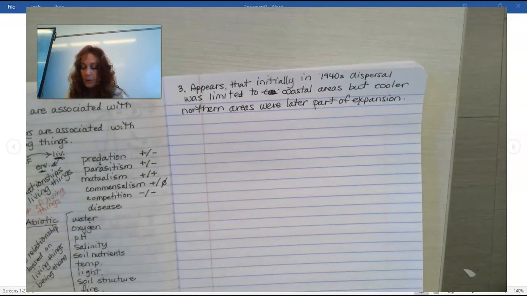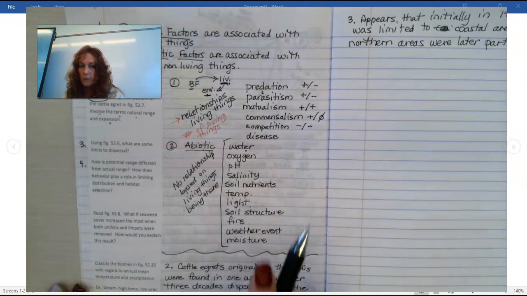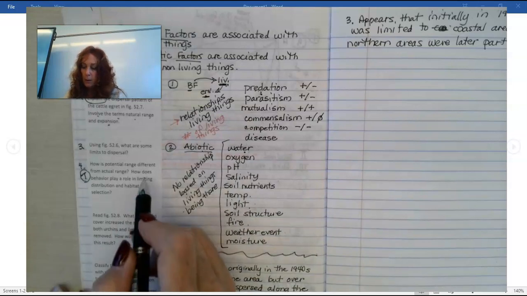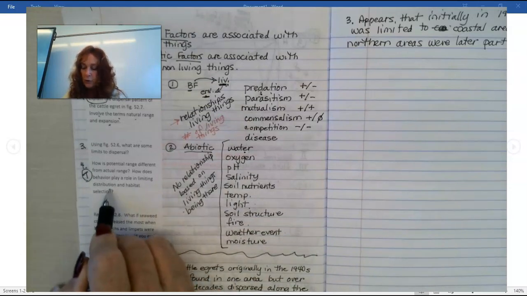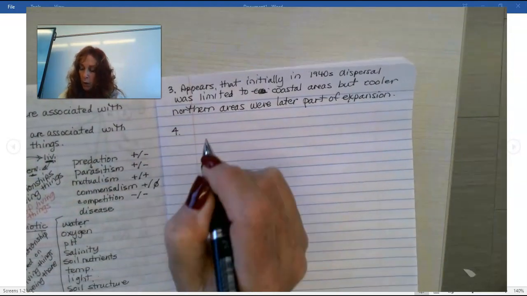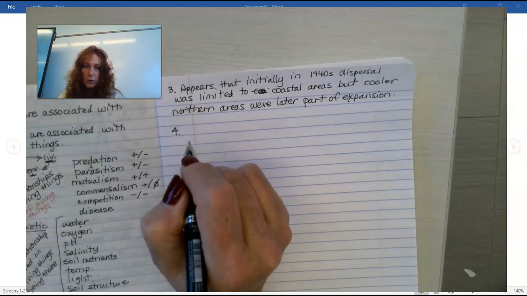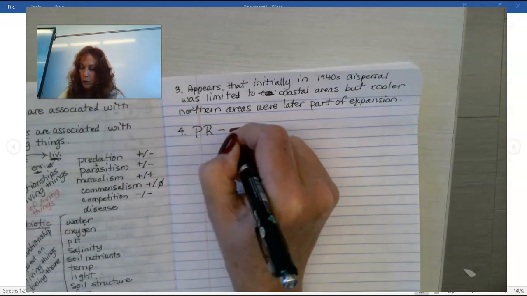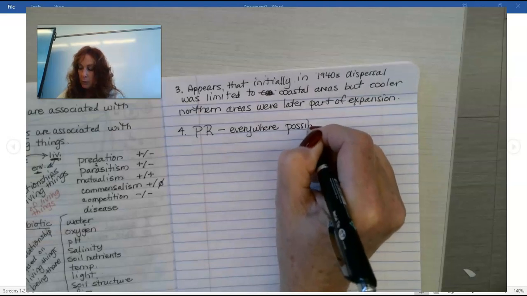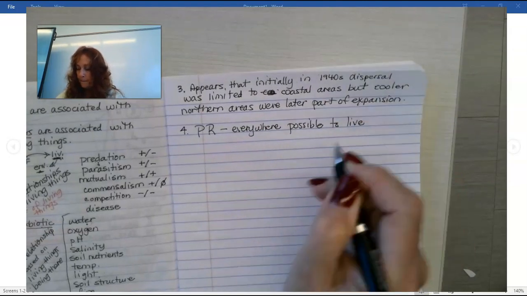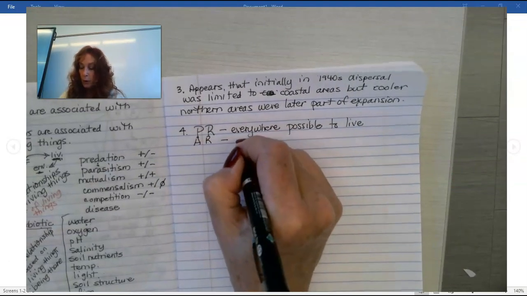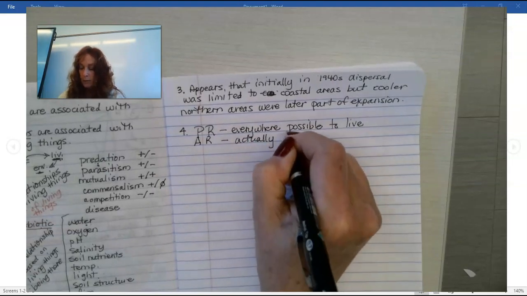So how is potential range different from actual range? This has been on a test before. It's really big deal. So how does behavior play a role in limiting distribution and habitat selection? So think about that. So potential range is everywhere you could live. So potential range, everywhere that it's possible to live. Okay? Actual range is where you are actually found.